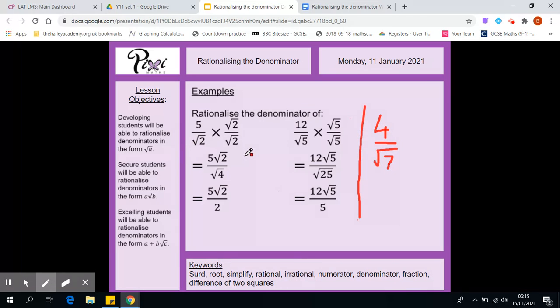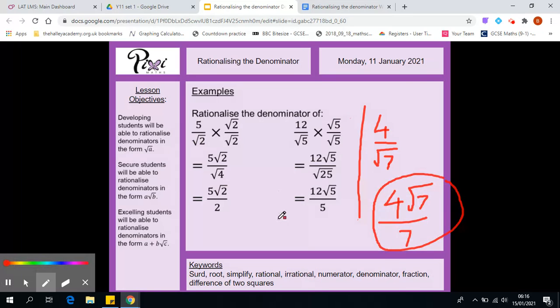Using these two examples, please rationalize the denominator 4 over square root 7. Press pause and attempt the question on a piece of paper or in your exercise book. Once completed, press play to check your answer. Press pause now. Here is your answer: 4 square root 7 over 7.